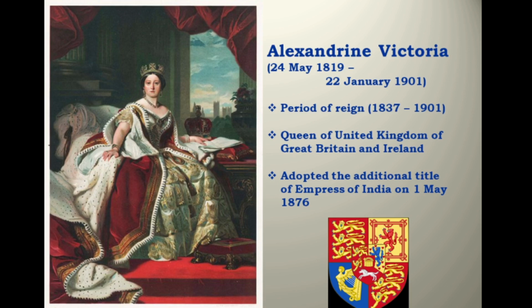It was the Constitution and the House of Commons that ruled the country. And the House of Commons was headed by the Prime Minister. So the sovereign was replaced by the House of Commons and the power shifted into the hands of the Prime Minister. When she ascended the throne, she was the Queen of the United Kingdom of Great Britain and Ireland. And her period of reign is from 1837 to 1901. She also adopted the additional title of the Empress of India on 1st May 1876.